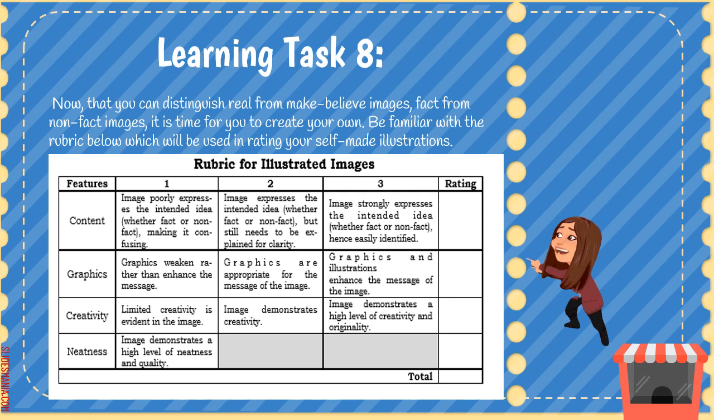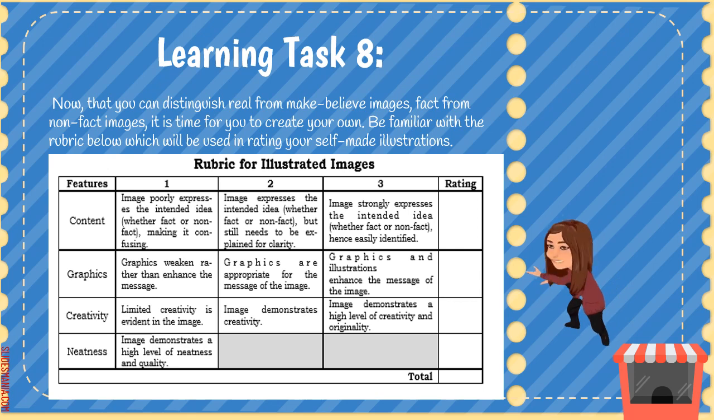So you will get 2 points if image expresses the intended idea, but still needs to be explained for clarity. Graphics are appropriate for the message of the image, and image demonstrates creativity. And you will get 3 points if the image strongly expresses the intended idea, whether fact or non-fact, hence easily identified. Graphics and illustrations enhance the message of the image, and image demonstrates a high level of creativity. So you will have this point if you have the illustration or the drawing with which you can be checked with this rubric.